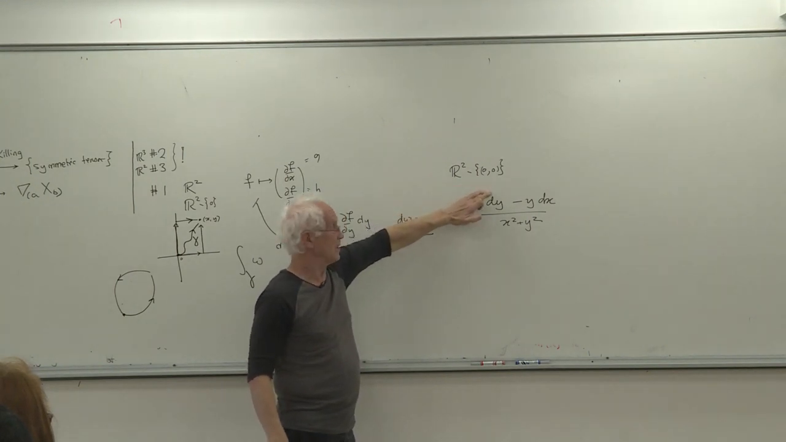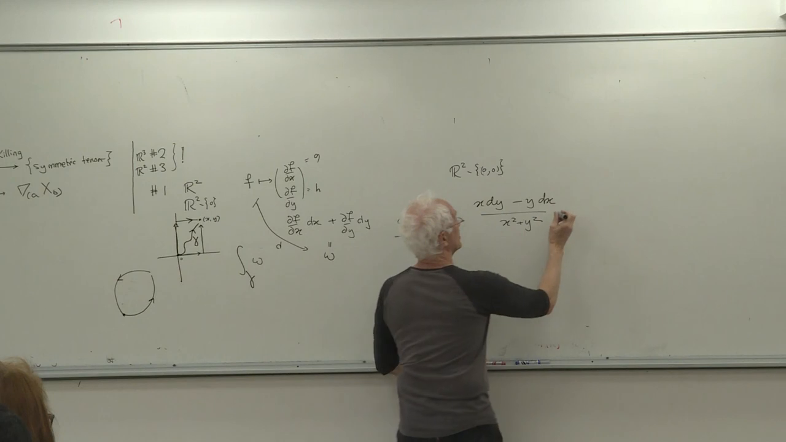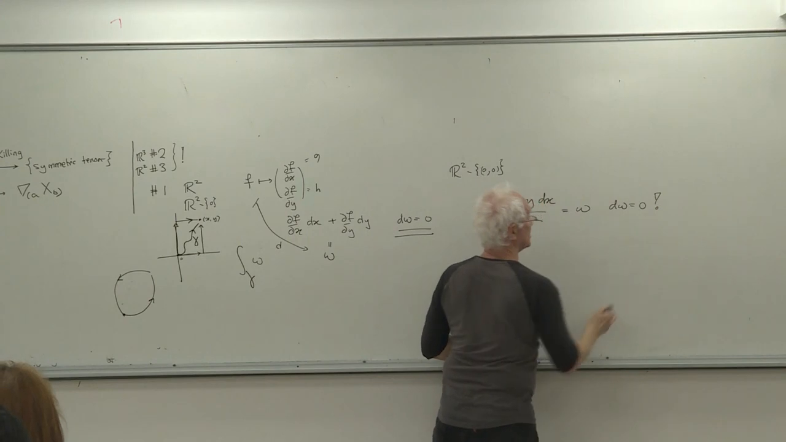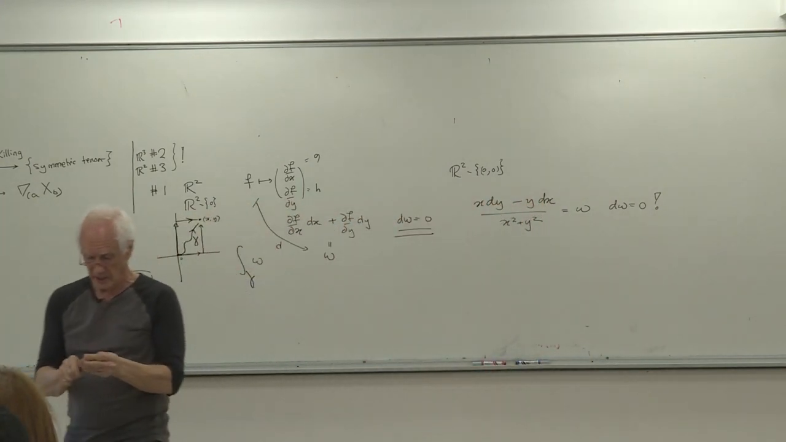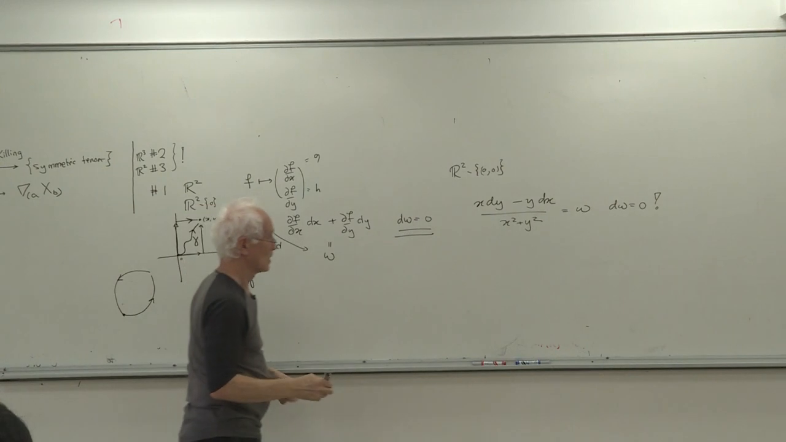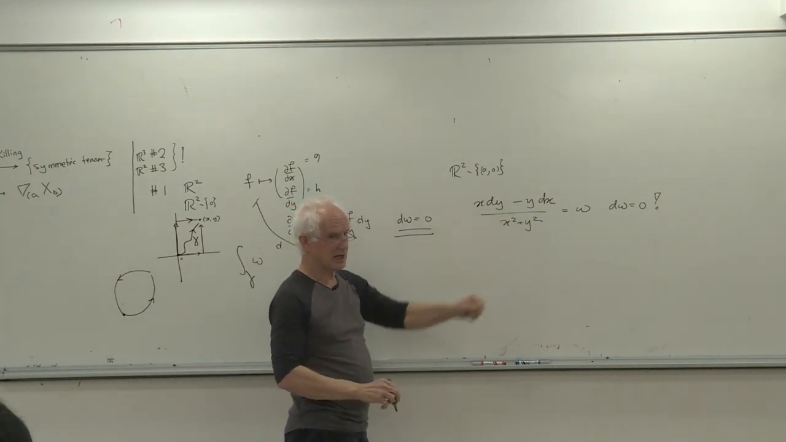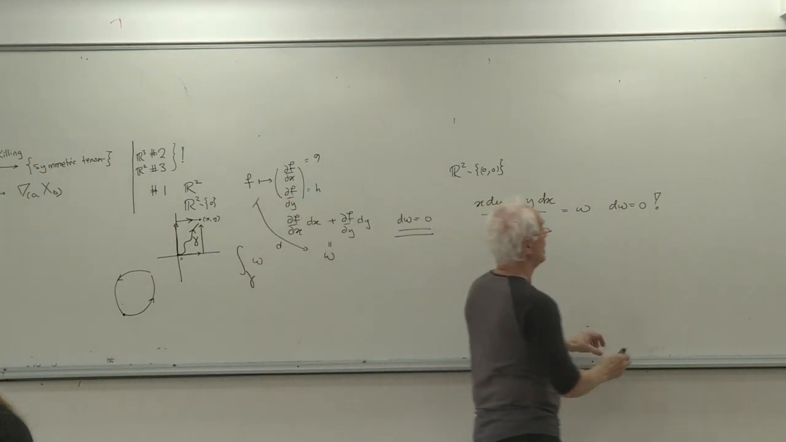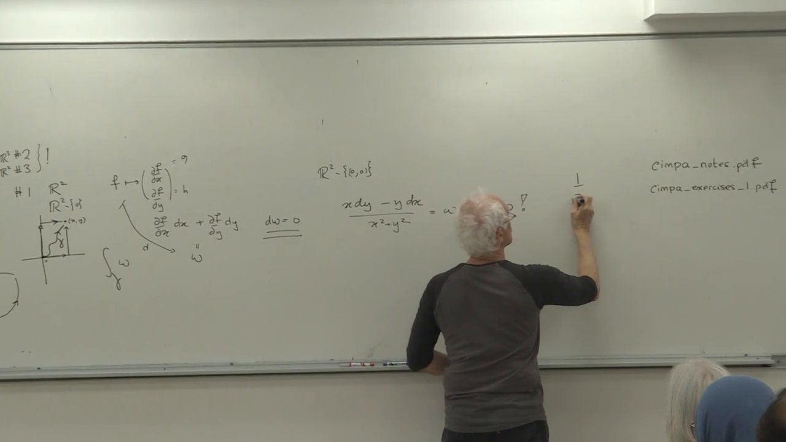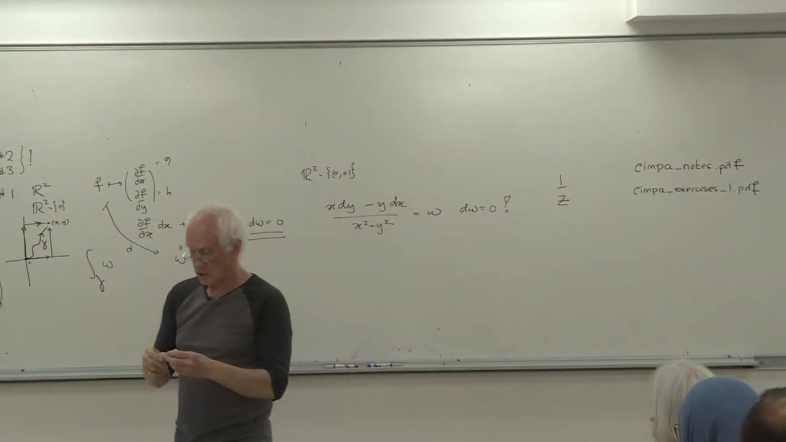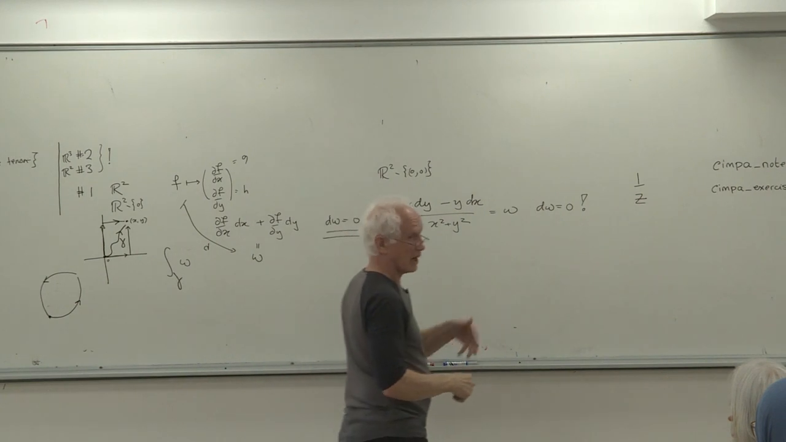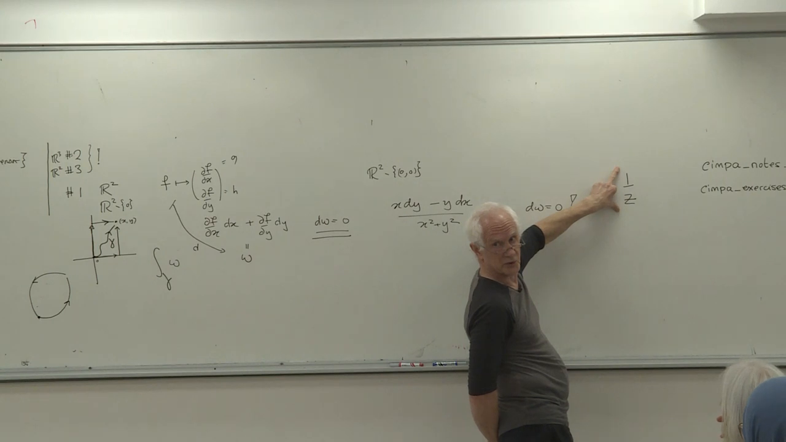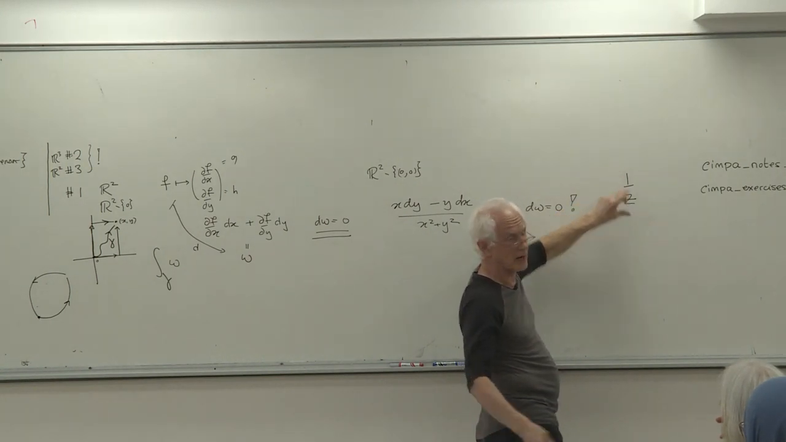But the claim is, even though this is closed, so you can check that d omega equals 0, you cannot write this omega as d of something. And the real reason for that is exactly the same reason that in Purvey's talk, 1 over z is not approximable in the complex plane by polynomials. Right, and her reason was that if you integrate this around a closed curve around the origin, you get something non-zero, you get 2 pi i.